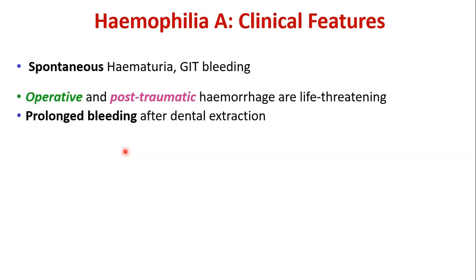What else clinically? They can present with spontaneous hemorrhage and GI bleeding if severe. Operative and post-traumatic hemorrhage are life-threatening. We usually don't do surgery without a coagulation profile. Sometimes this can be missed, especially in mild cases, but nobody does that now. Whenever you send a patient for any surgery, you do the coagulation profile: you look at PT, PTT, TT, platelet count, all those things.